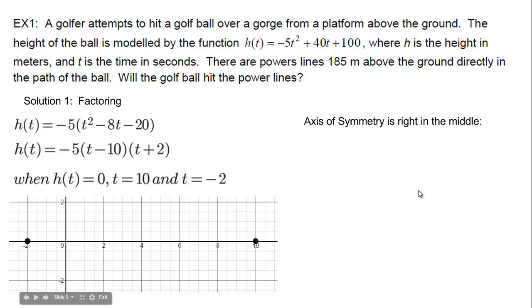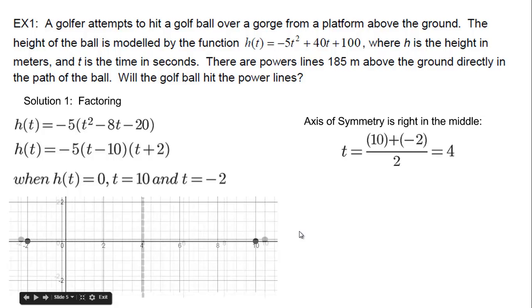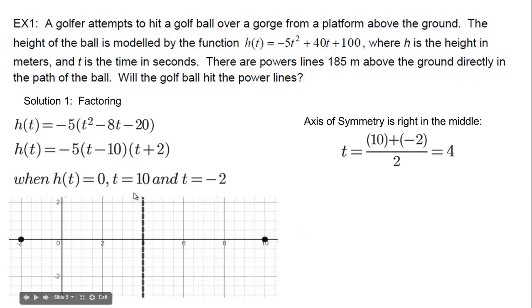And so the axis of symmetry is right in the middle. It's when we add these two up and divide by 2. We're just basically taking the average of these two numbers, 10 and -2, and we get 4. And that makes sense. Like if you got a number like 2 or -4, you could see it on the number line. And so the axis of symmetry is right in the middle there at t equals 4. That's just a vertical line.